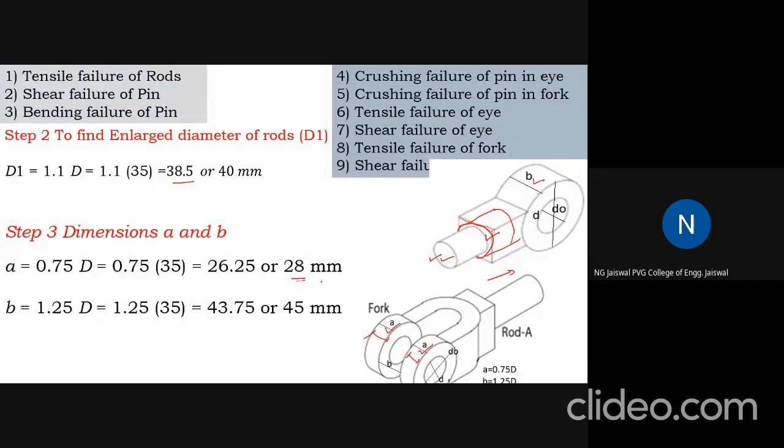I told you yesterday also how to remember this. You can think of a complete 1D, and then one member, say A dimension, is 25% less, so it becomes 0.75 D. And the other dimension is 25% more, so 1.25 times D. This way you can remember. Accordingly, you get this 45 mm value. So this is all over.